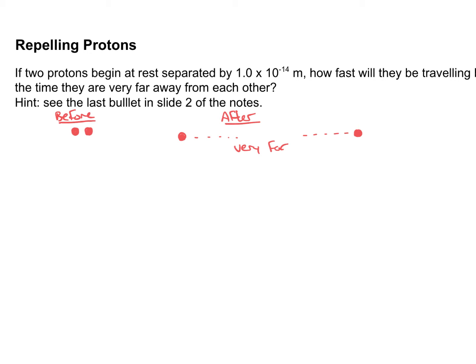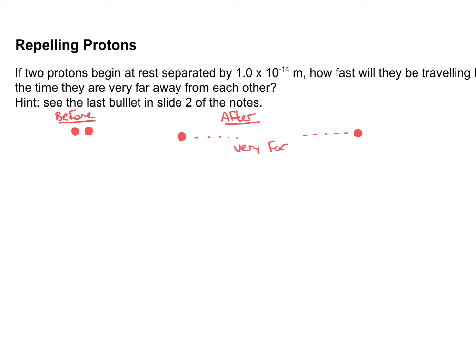That means they're going to increase in kinetic energy. And if they increase in kinetic energy, that means their potential energy is going down. It's a transformation of energy. And the after picture shows the two protons very far away. And the hint given was to see the bullet in slide 2 of the notes.